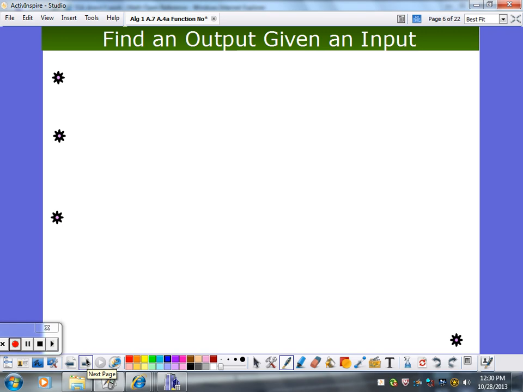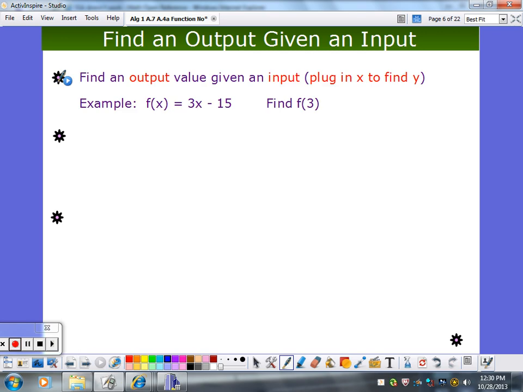Find an output given an input. So how does this thing work? To find an output given an input value, remember you have done this already. I should say that again. You have done this already. We're just giving it a different little bit of notation. Let's pretend that I have y equals 3x minus 15 instead of f of x equals 3x minus 15. Do these things mean the same thing? Yes. I just replace y with a name for the function.